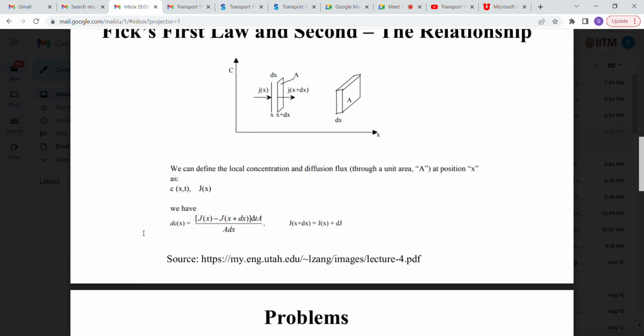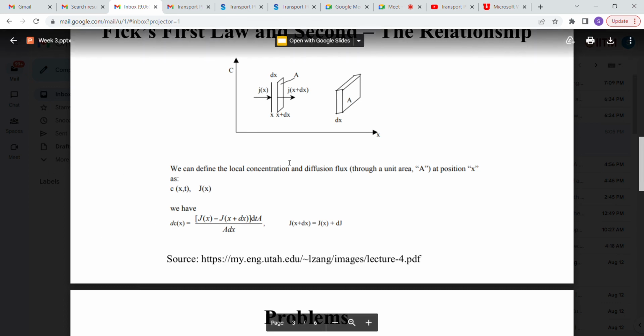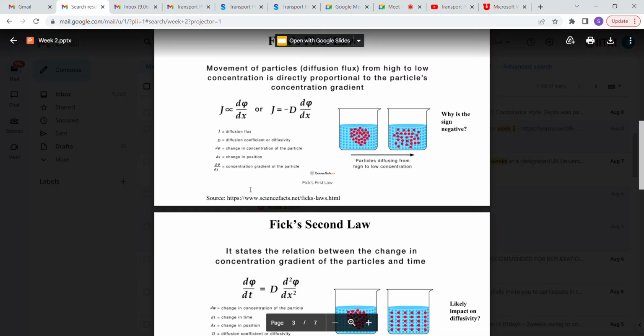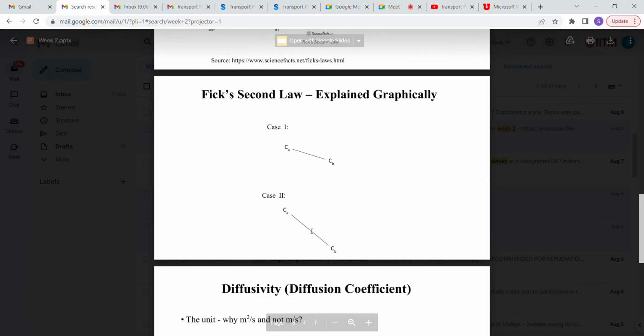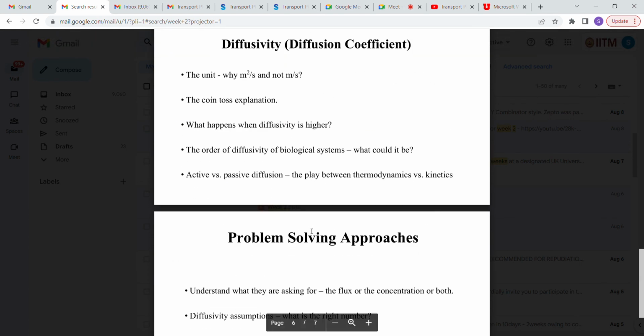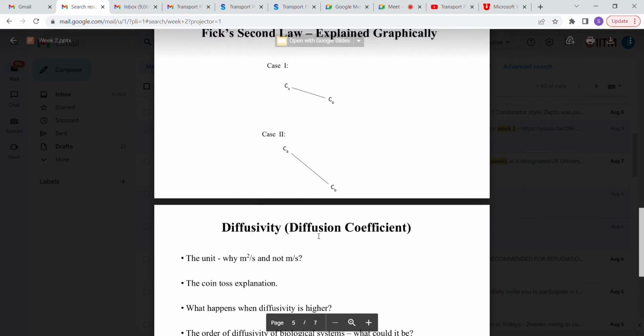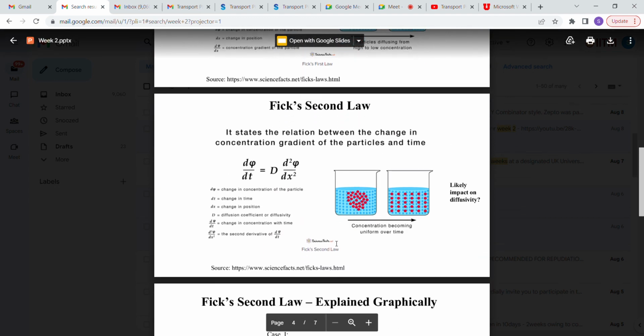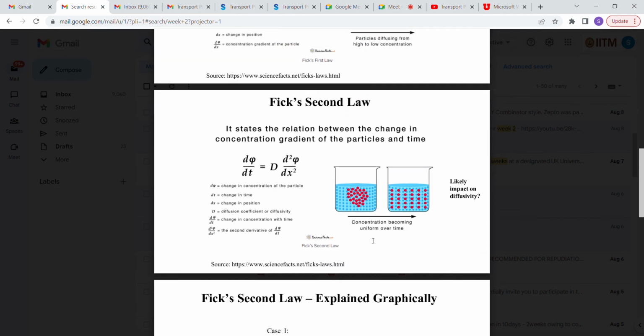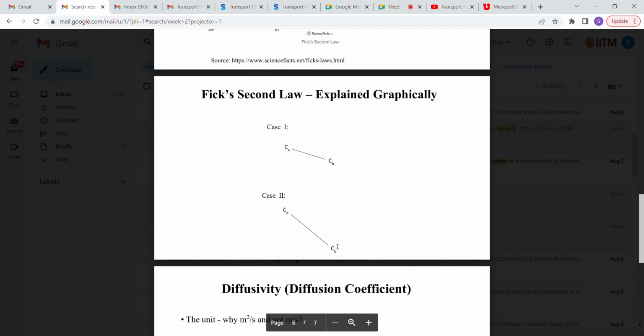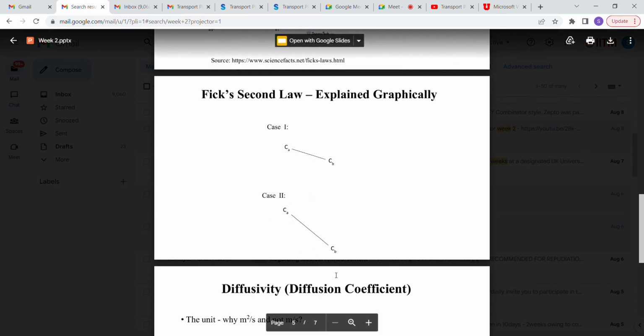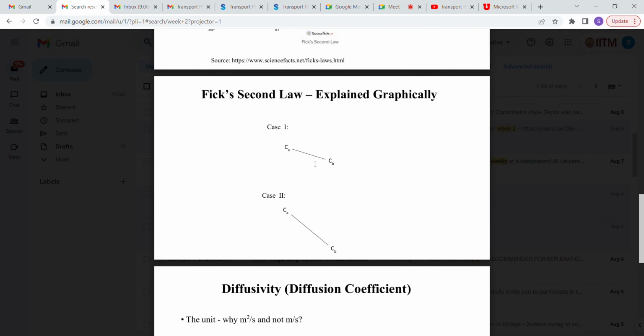Let me just go through the second presentation. I've asked one question here. If you have looked at video 2, these represent concentration gradient as explained in the week 2 video. If the concentration gradient is higher or lower, will the diffusivity of a molecule change? What is the likely impact on diffusivity?